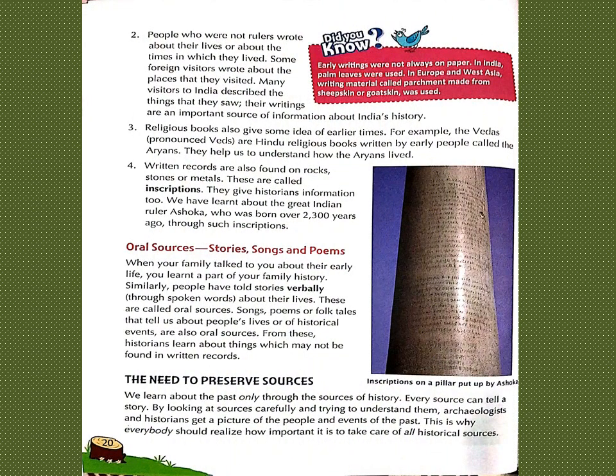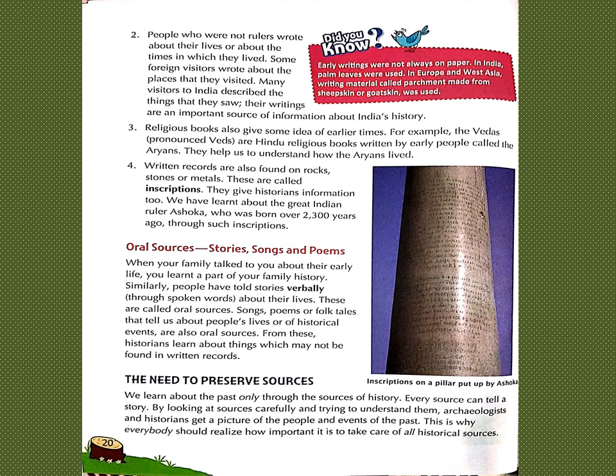People who were not rulers wrote about their lives or about the times in which they lived. Some foreign visitors wrote about the places that they visited. Many visitors to India described the things that they saw. Their writings are an important source of information about India's history. So from these writings we can know a lot about the history of India.